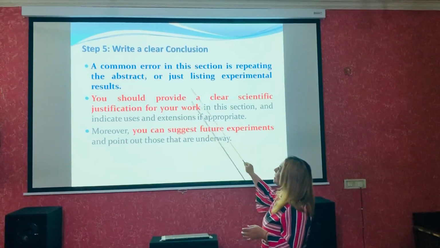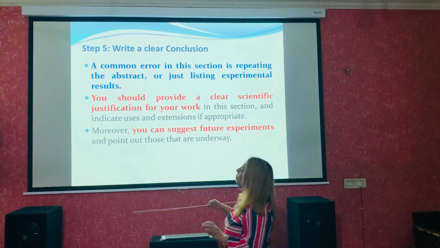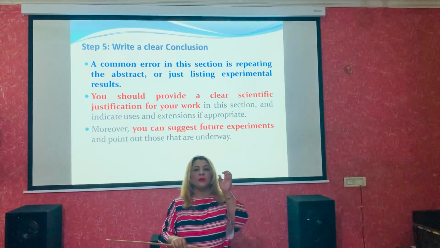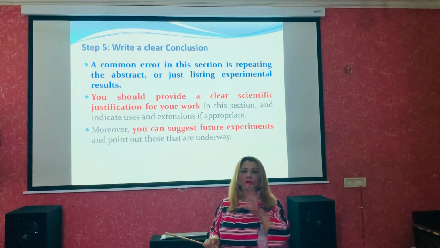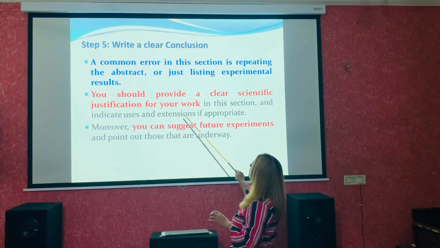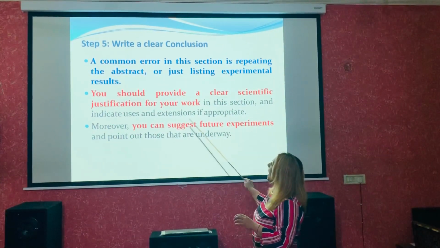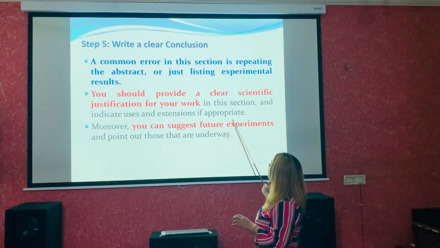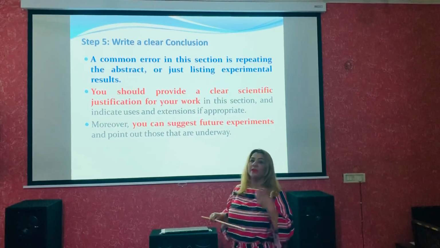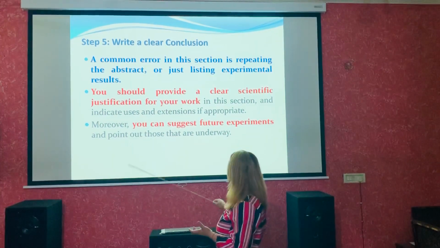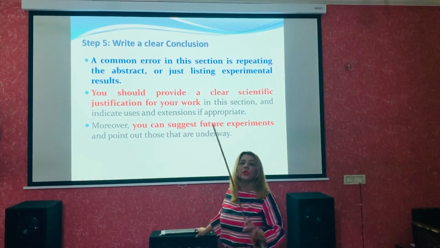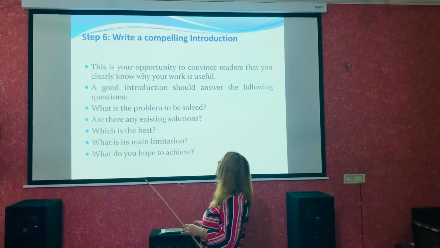Now, step 5 is to write a clear conclusion. Most of the time people just copy and paste the abstract into the conclusion part. The conclusion is entirely different from the abstract. You should provide a clear scientific justification for your work in this section and indicate uses and extensions if appropriate. Moreover, you can suggest future experiments or future recommendations on what can be further investigated, and point out those that are underway. So the conclusion is entirely different from the abstract.